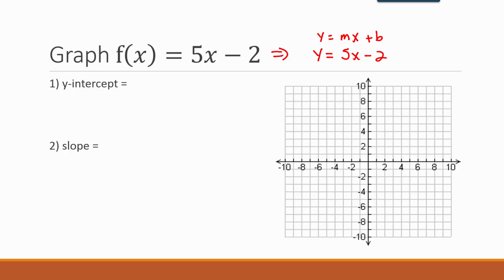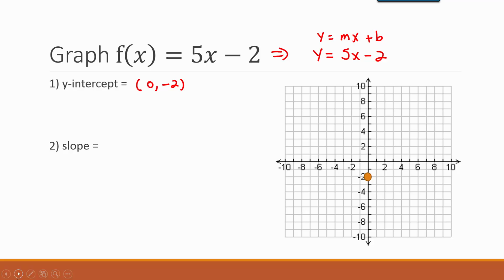Now, in this case, the number that's in the place of b is negative 2. So the coordinates of my y-intercept would be 0, negative 2. And remember, the x is always 0 for the y-intercept when you write it in ordered pair form. So I would plot the point 0, negative 2, there.